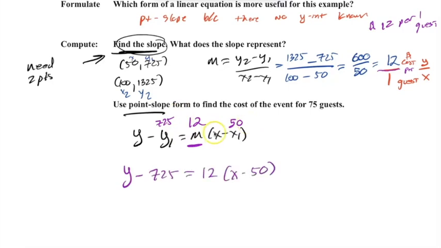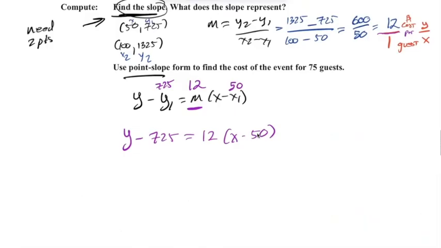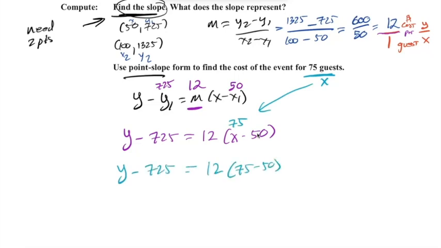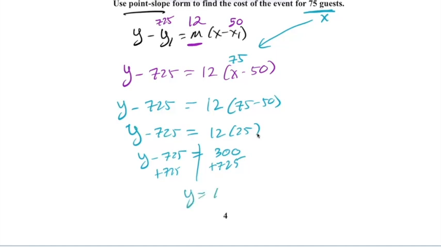And what do they want us to find? What's the cost for 75 guests? So remember up here, our cost is y, our number of guests is x. So we're going to plug in 75 for x. So guests is x, so let's plug it in. And we just have to simplify. So y minus 725 equals 12(75 minus 50). We can simplify this a bit. So y minus 725 equals 12 times 25. That's going to be 300. So minus 725, add that to both sides. We're solving for y. And we have y equals $1,025.